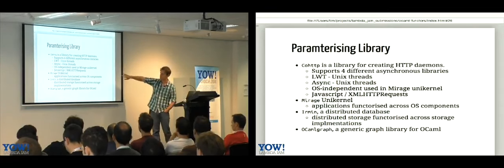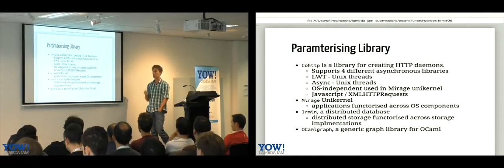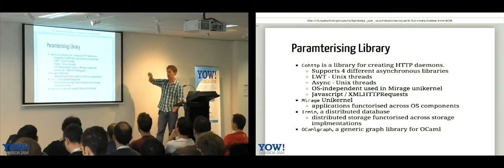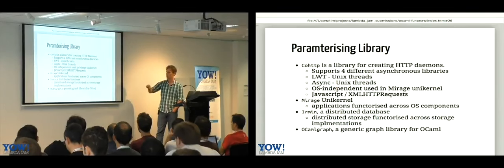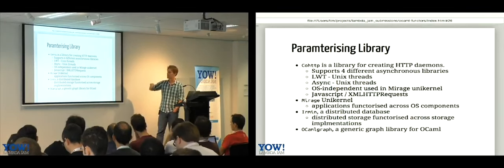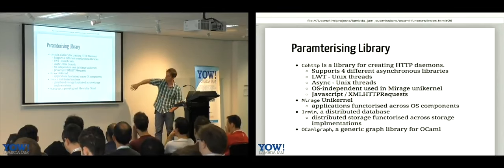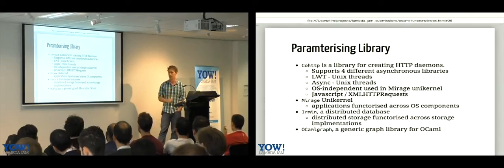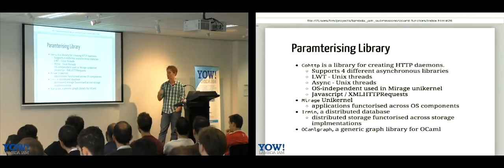A couple of other examples is the Mirage unikernel. Applications you write are functorized across the OS components they use. I've got an example after this, but you've got a functor, which is your main function that you want to write, and you just include the different modules that you want to use. A couple of other ones: Irmin, which does the same sort of thing but across storage implementations, and OCamlGraph, which provides generic graph libraries in OCaml, but using functors that can be parameterized across different implementations or instances.